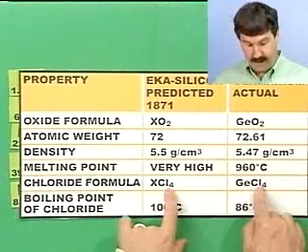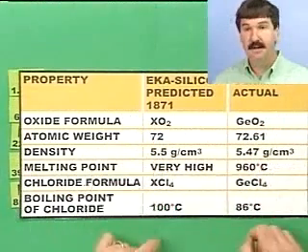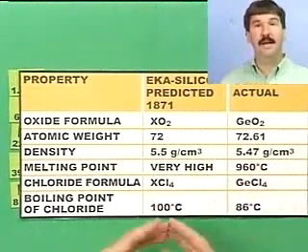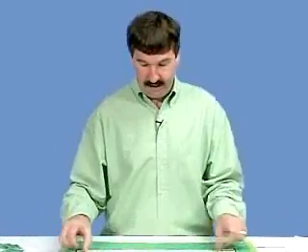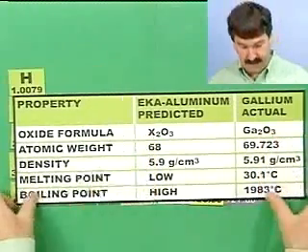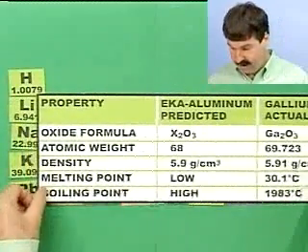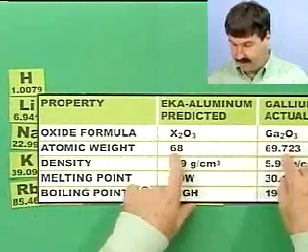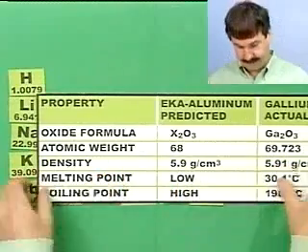He knew the combining ratio with chloride, with oxygen. So he was able to predict a lot about an element that hadn't even been discovered yet. Likewise, the same thing could be done with Eka aluminum. He knew, or could predict, the combining ratio with oxygen, the combining ratio with chlorine, although it's not here, atomic weight, density.